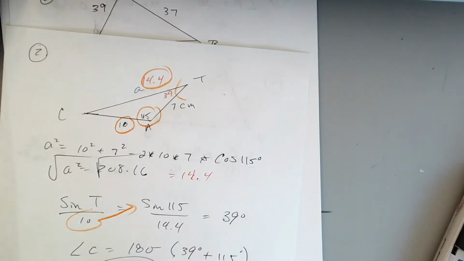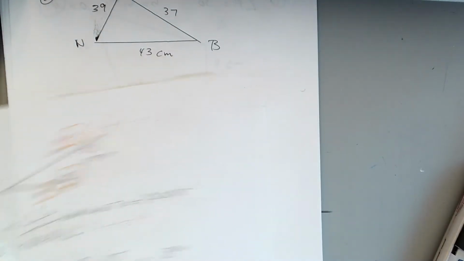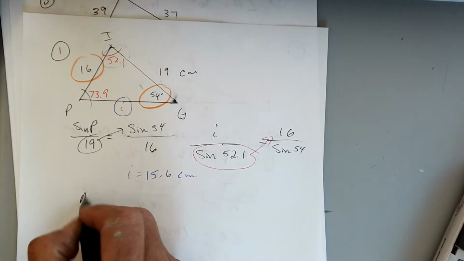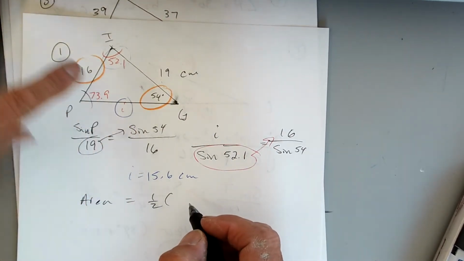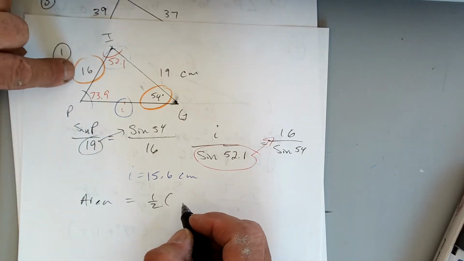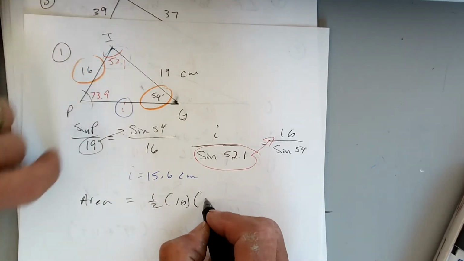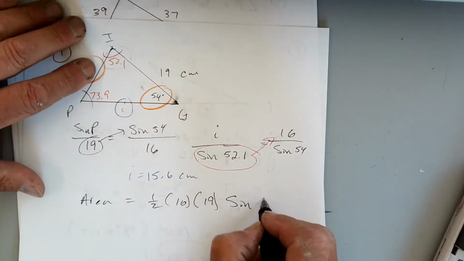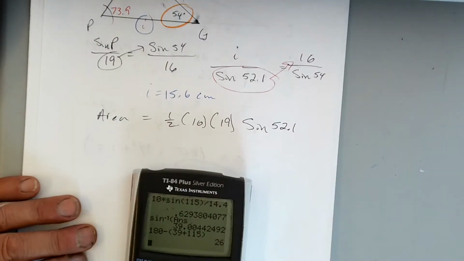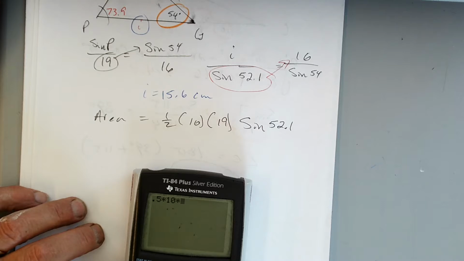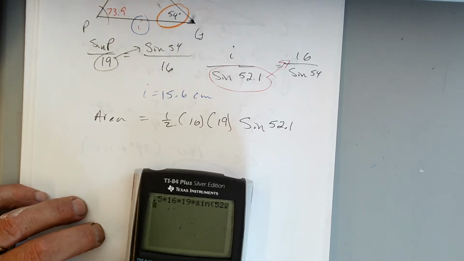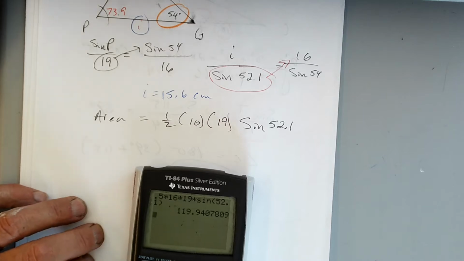Oh, wait a minute. There's one of these we had to find the area on. Oh, yeah. Problem number one. Let me go back to problem number one. I had to find the area. Area is easy. 1/2 adjacent, which is 16, times the other adjacent, which is 19, times the sine of its angle, 52.1. Almost forgot that. Clear. I'm going to go 0.5 times 16, not 10, 16, my bad. I'm sloppy, huh? Times 19 times the sine of 52.1. And I get the area to be about 119.9, okay?